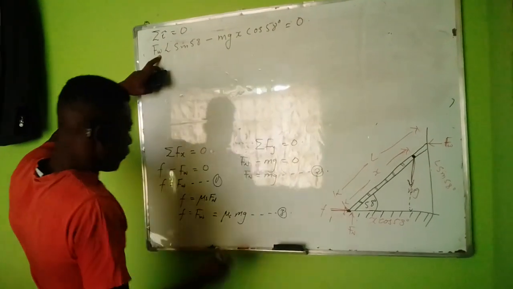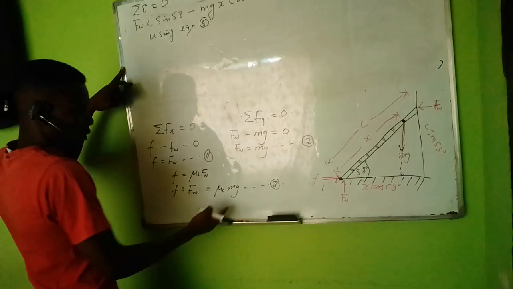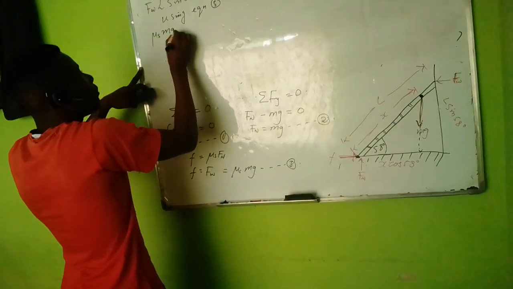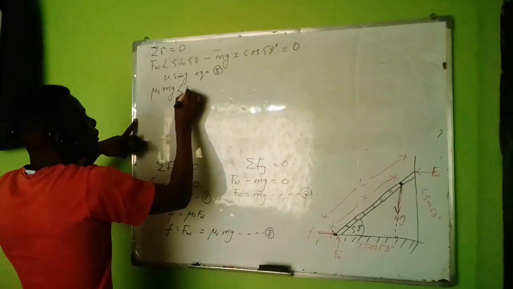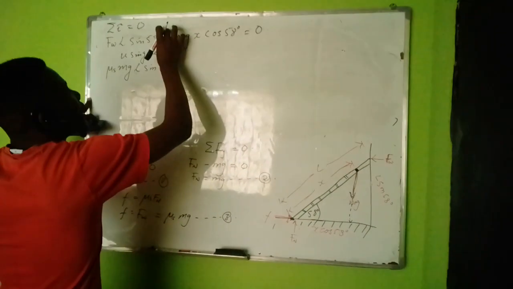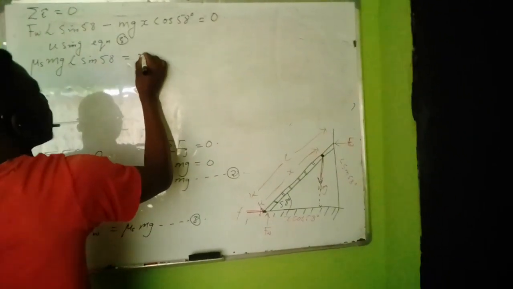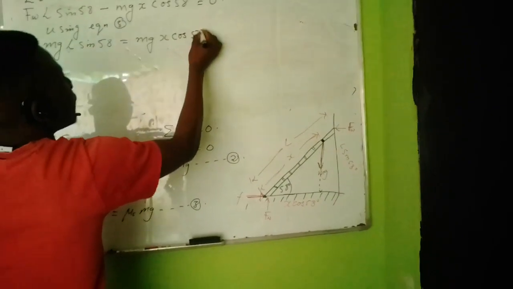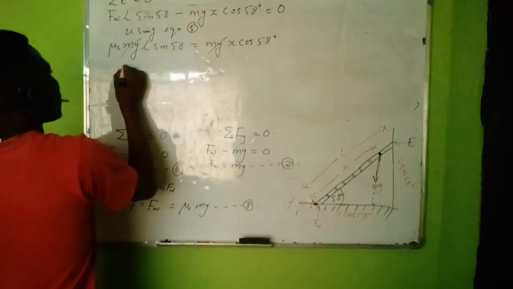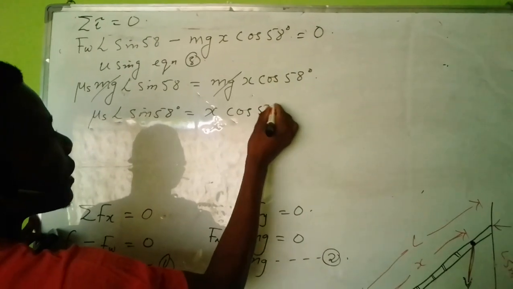So now, Fw, remember from equation 3, using equation 3, if you are writing, you are going to have this as Fw. So we substitute where there's Fw with mu s mg times L sine 58. And then since we have an equal sign here, equal to zero, I'm going to take this negative mgx cos 58 degrees to the other side, so I'm going to have it equal to mgx cos 58 degrees. Okay, so we can see that mg and mg cancel, and we are going to remain with mu s L sine 58 degrees equal to x cos 58 degrees.